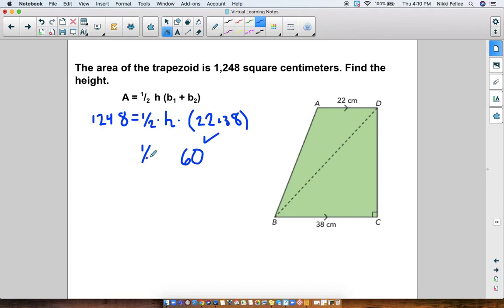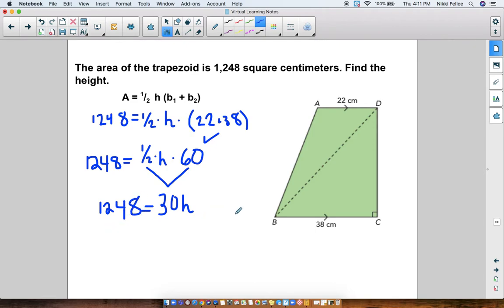So I'm going to rewrite everything else. Equals 1,248. Okay, so now let me combine 1/2 and 60. 1/2 times 60, that's easy. What's half of 60? 30. So 30h equals 1,248.